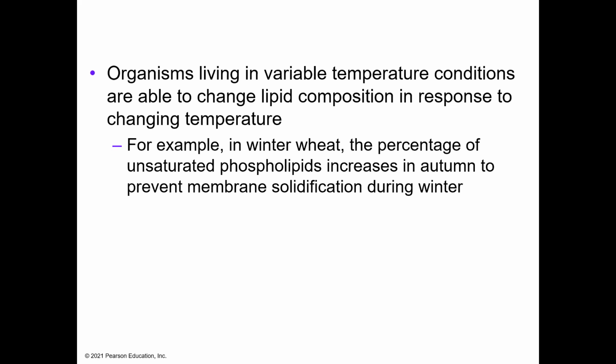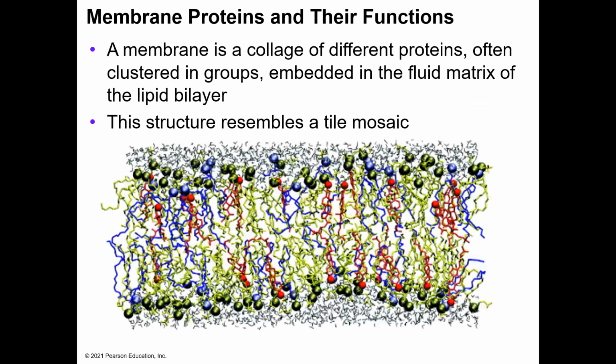Some organisms are able to change their lipid composition in response to changing temperature. For example, in winter wheat, the percentage of unsaturated phospholipids increases in autumn to prevent the membrane solidification during winter. So it prevents it from being able to be frozen.